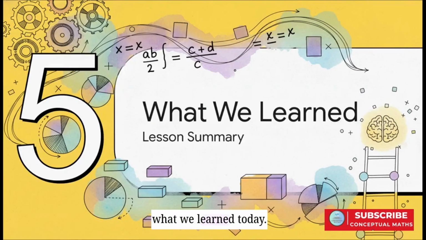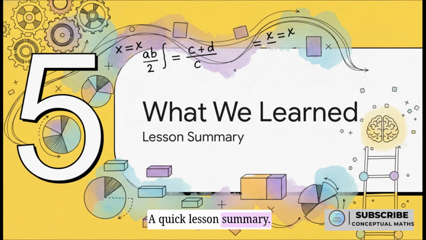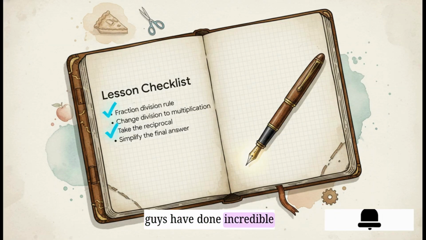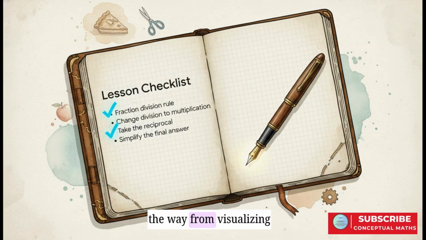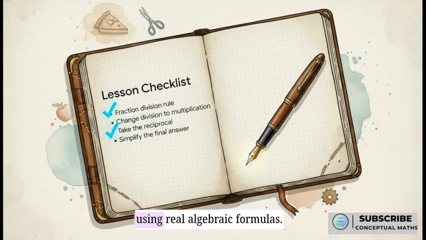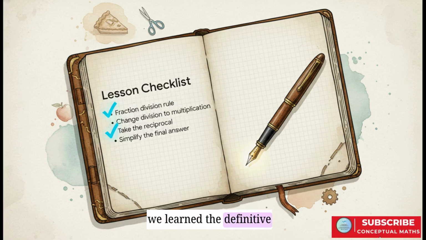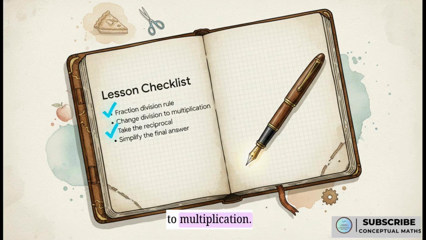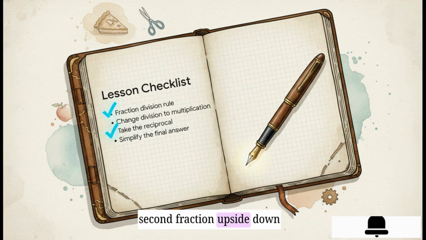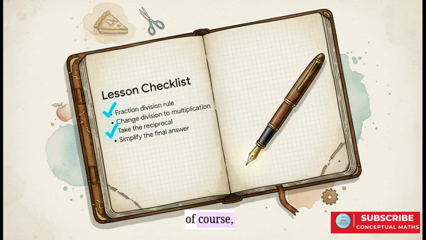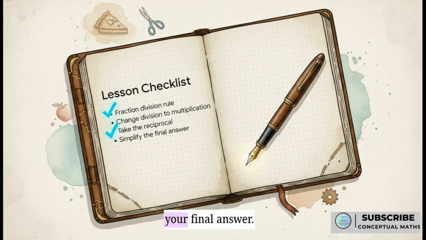Section 5. What we learned today. A quick lesson summary. You guys have done incredible work today, moving all the way from visualizing apple pies to using real algebraic formulas. Let's quickly fire through our checklist to lock this in. Today we learned the definitive rule. Change the division sign to multiplication, turn that second fraction upside down to find its reciprocal, and of course, always simplify your final answer.